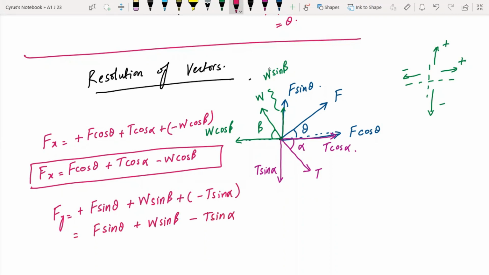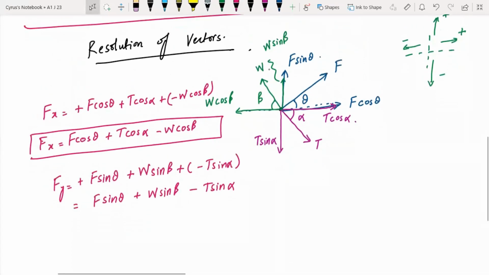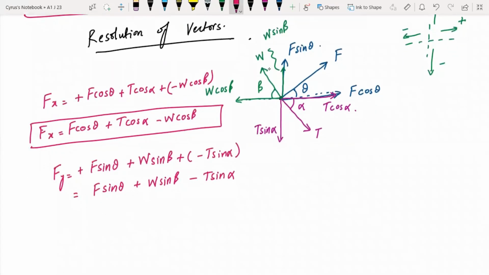And if you have been given the angles and these w, f and t, what you can do is you can find the whole number. Now if they ask you to find the resultant of all of this, you should know that f is going to be equivalent to what? fx whole square plus fy whole square, square root.